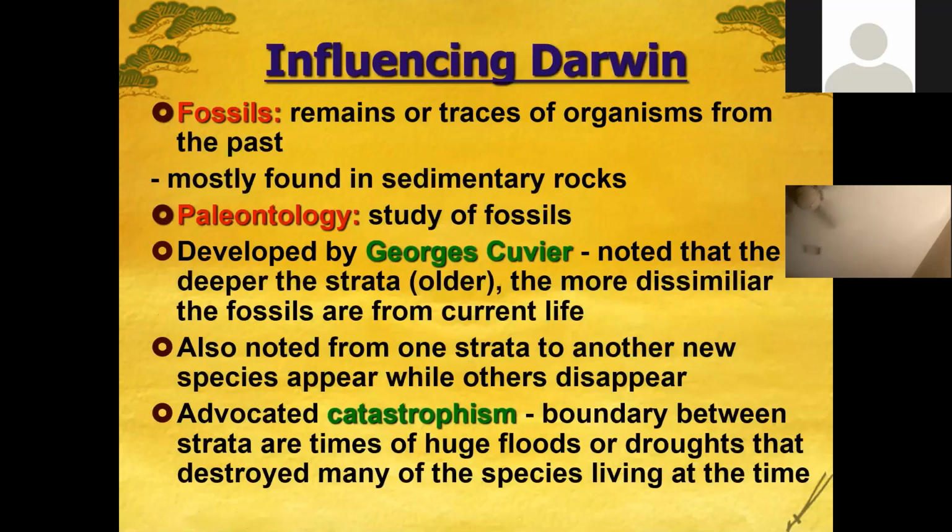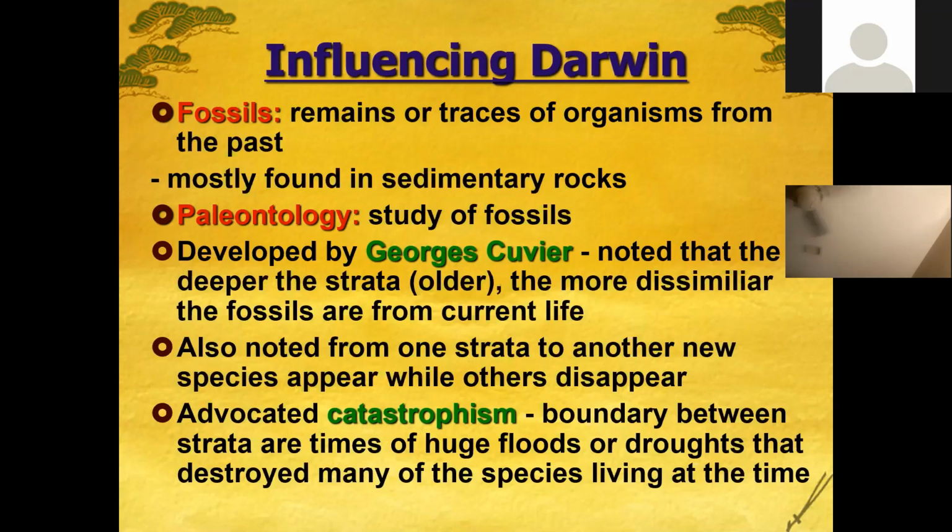Now, fossils also influenced Darwin. During his time, there was an abundance of fossils being found of all this life that existed that wasn't around anymore. Dinosaurs, prehistoric life, mostly found in sedimentary rocks. Now, there's a field of biology that just covers fossils, and that's called paleontology. Paleontology is the study of fossils. It was pretty much developed by Georges Cuvier. He's pretty much known as the father of paleontology.